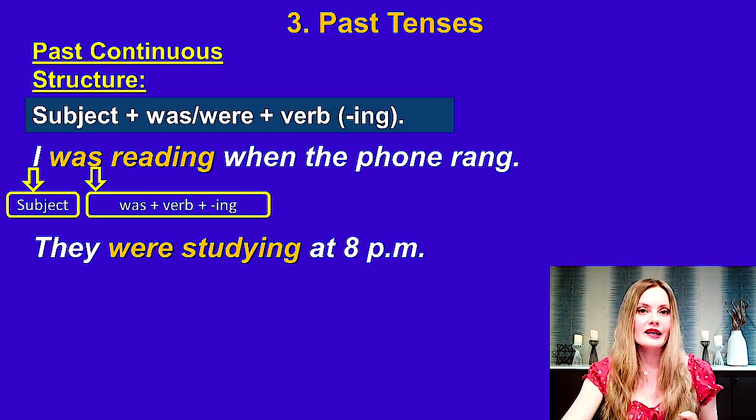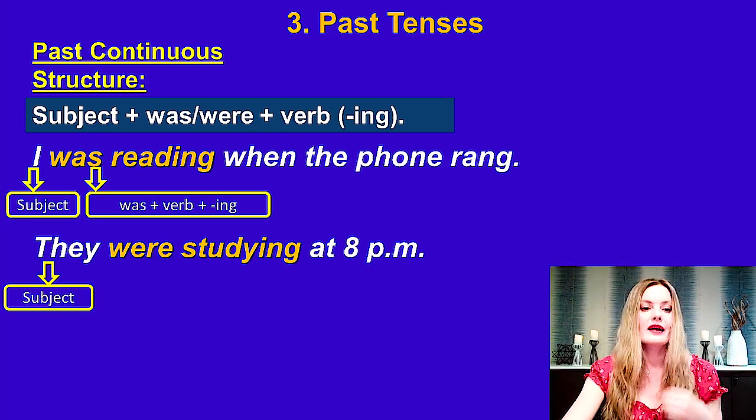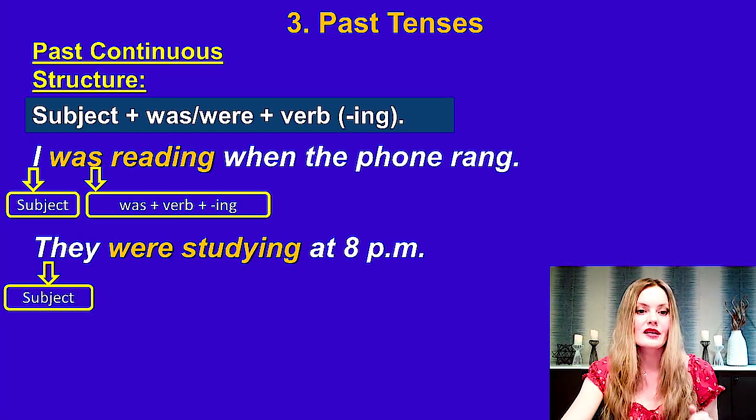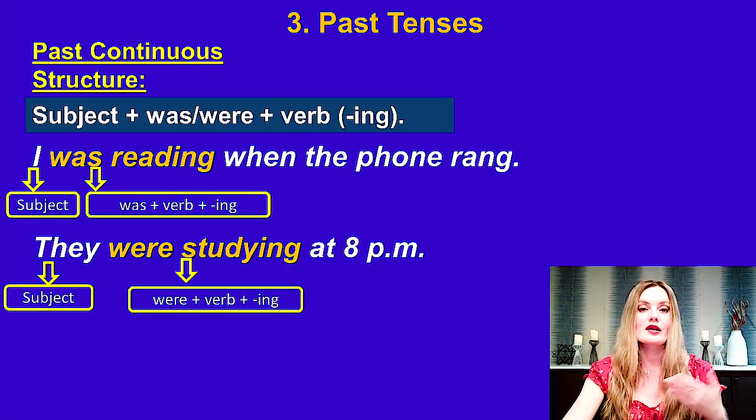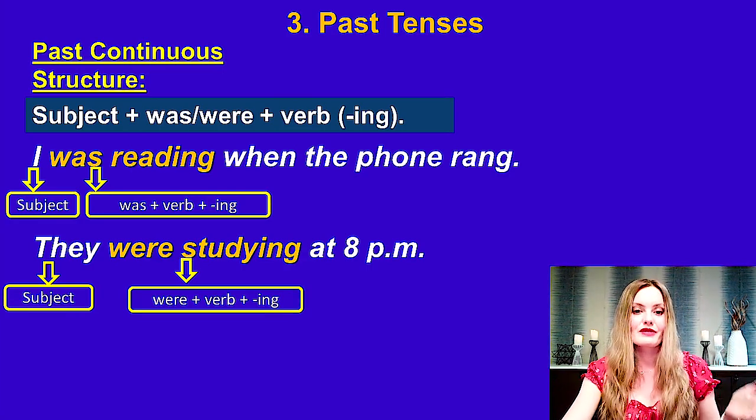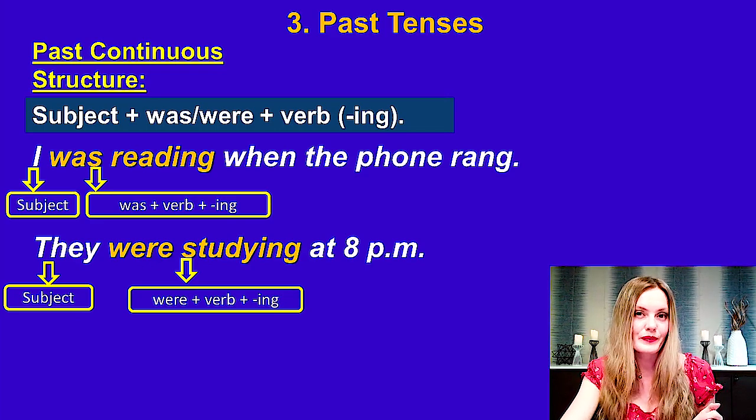They were studying at 8 p.m. They is a subject. Were studying is were plus verb with ing. They were studying at 8 p.m.